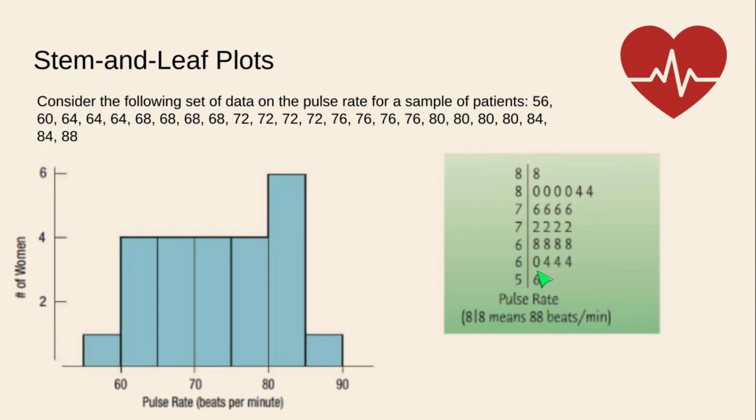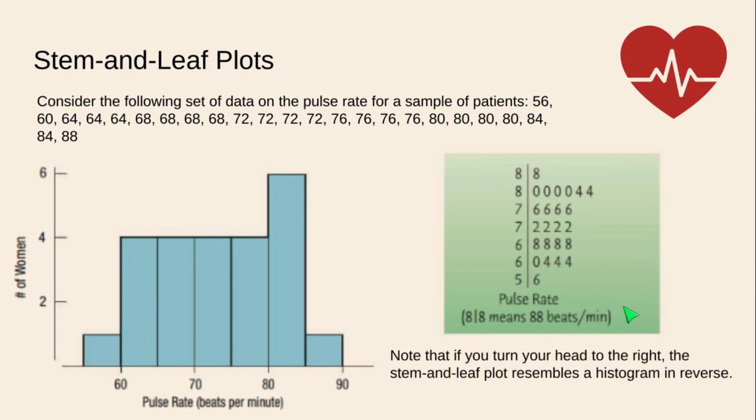All right? There's a little key at the bottom of a lot of these stem and leaf plots. 8 bar 8 means 88 beats per minute, right? There you go. There's your stem and leaf plot. Cool thing about a stem and leaf plot, if you're going from lowest on the bottom to highest up top, if you turn your head to the right, there you go. I see you're turning your head to the right. The stem and leaf plot resembles a histogram in reverse, right?